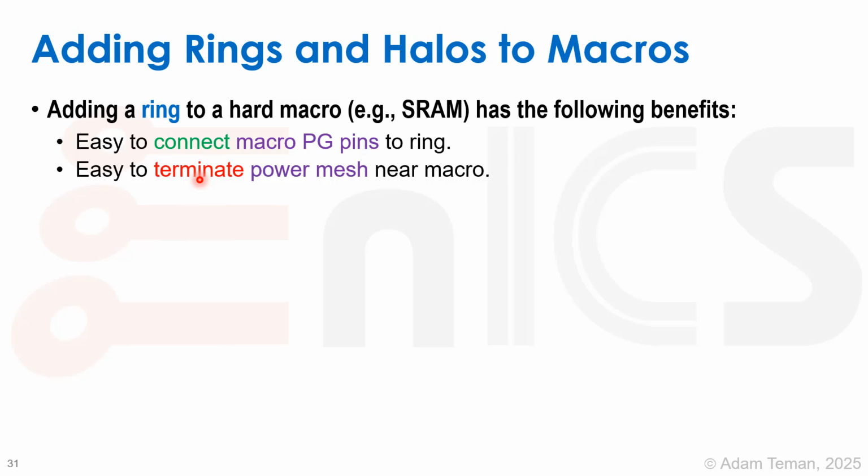The other thing is it's easy to terminate the power mesh. So if we have a power mesh that's running along things and so forth, they terminate at the ring. They don't cause DRCs. It's a nice type of a feature to use. So you can choose to use rings around hard macros. It is not a must. You can save some space again without doing that. And you may want to only put a ring around a group of macros or something like that.